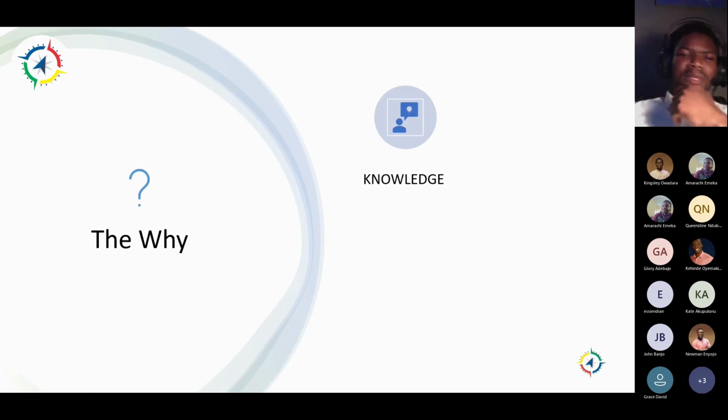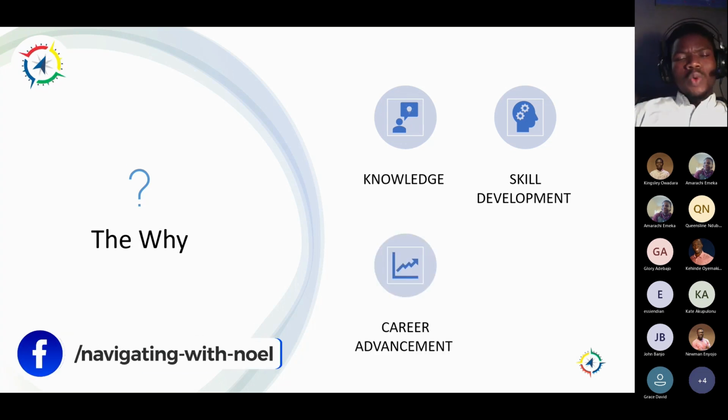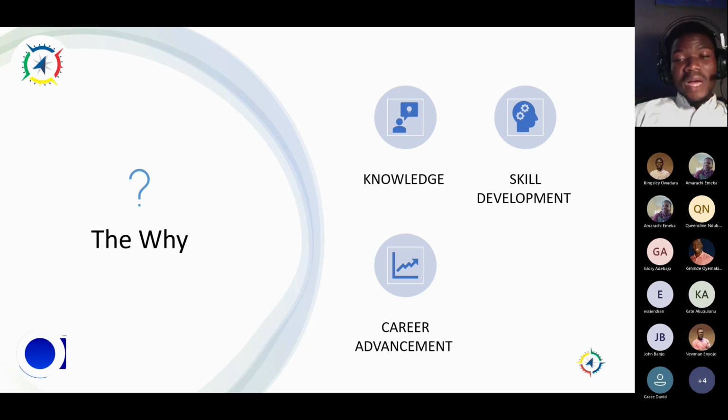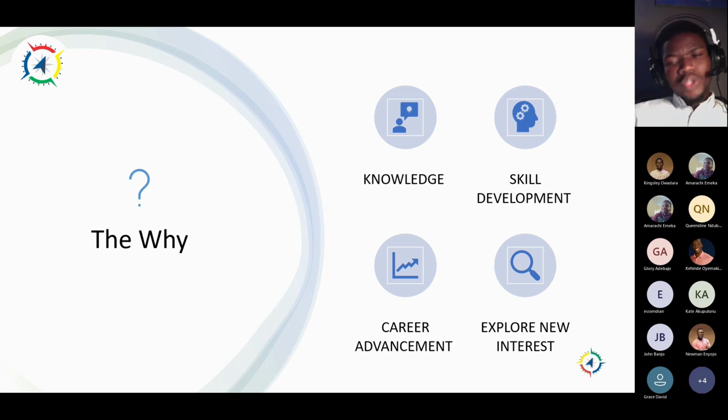Now, most times, most of us might want to look for a particular e-course for knowledge. You want to gain knowledge about a particular field, or a particular skill. The next thing is skill development. So it's either you want to find this course for the sake of knowledge, for the sake of skill development, for the sake of career advancement, or you just want to explore new interests.